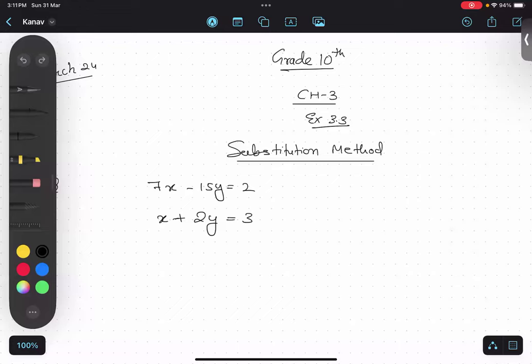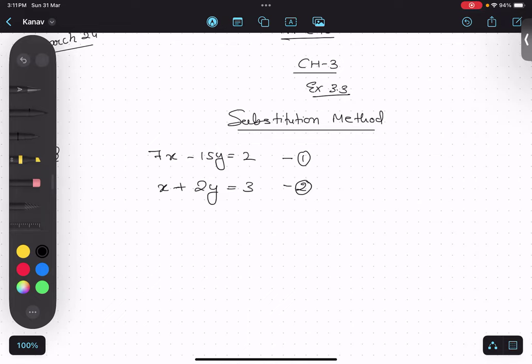In this particular question, if you can see, there is variable x with a coefficient 7 and variable y with coefficient -5, -15. And over here, coefficient is 1, coefficient is 2. So in substitution method, we try to look for a variable which is alone. That means over here, x is alone. Yes or no? The coefficient is 1. It is not necessary that x or y will be alone always, but if you can see that, it is the ideal scenario. So this is my first equation. This is my second equation.